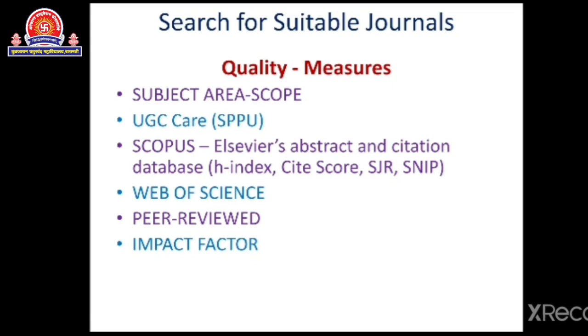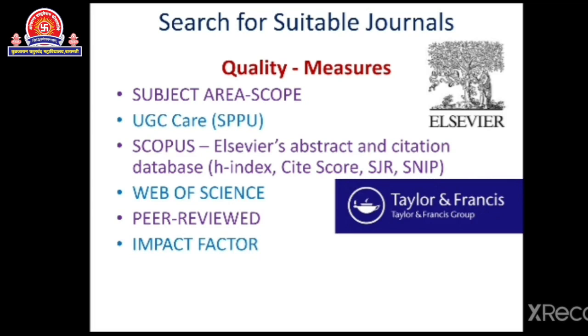This is again a database, WoS. Then the journal should be a peer reviewed journal. I think we'll discuss more about peer reviewed journals in the next few slides. And the most important quality measure that decides the reputation of a journal in the scientific community is its impact factor. Now there are several ways of calculating impact factors, and someone else may be talking on that, but which impact factor has to be considered? If it is mentioned in Scopus, then that impact factor is considered the authentic one. The remaining impact factors don't seem to have a significant value.